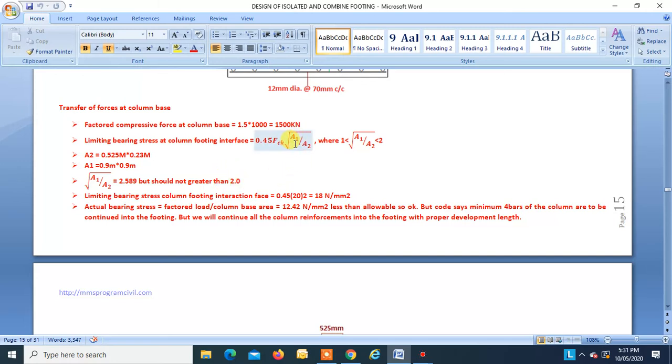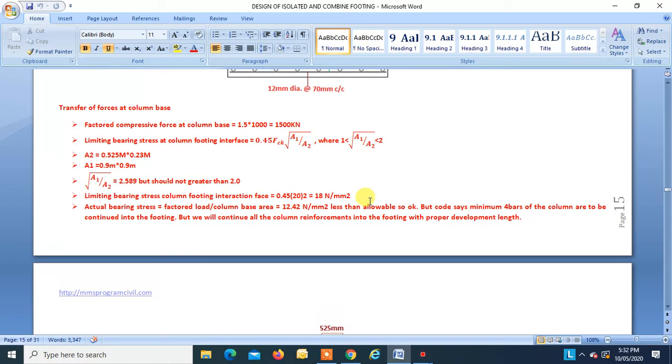So putting the value over here, we get the limiting bearing stress at the column-footing interface as 0.45 into 20 into 2, that's 18 Newton per mm square. The actual bearing stress is the factored load by the column base area. The factored load is 1500 kilonewton. When you convert it into Newton, it will be 1500 into 1000 divided by 525 into 230, that is equal to 12.42 Newton per mm square, which is less than allowable, so it's okay.